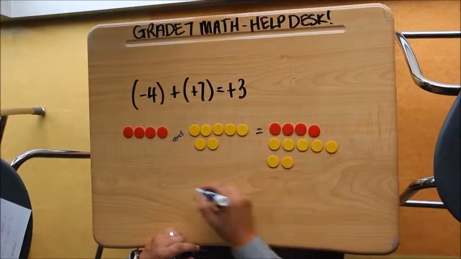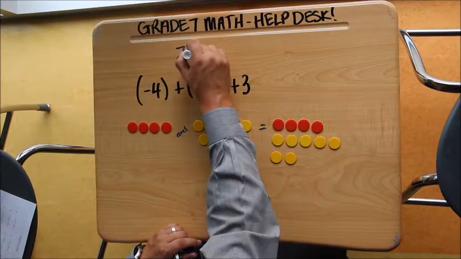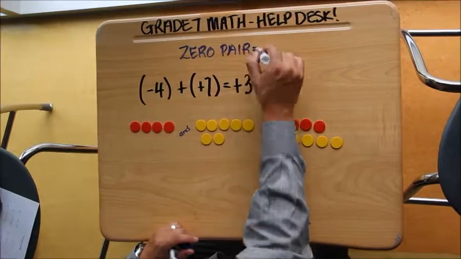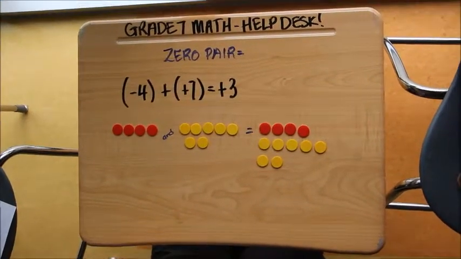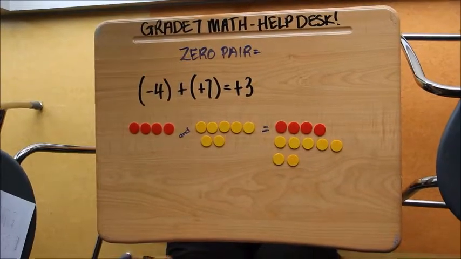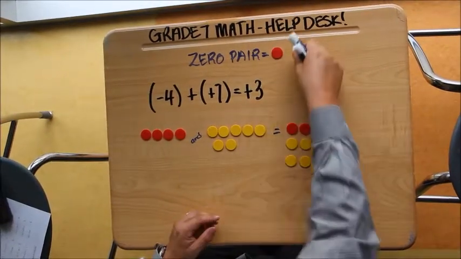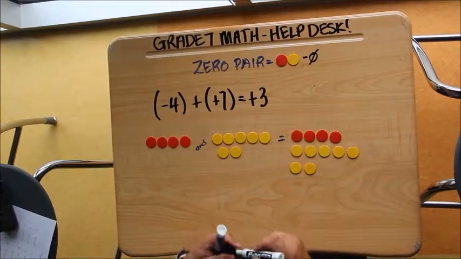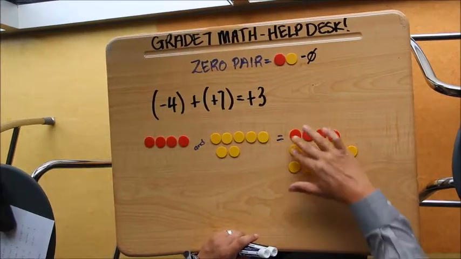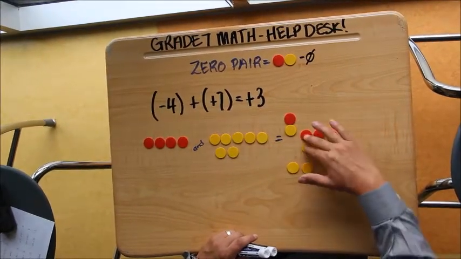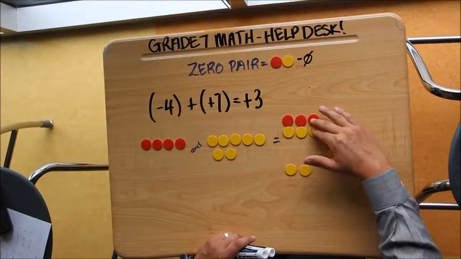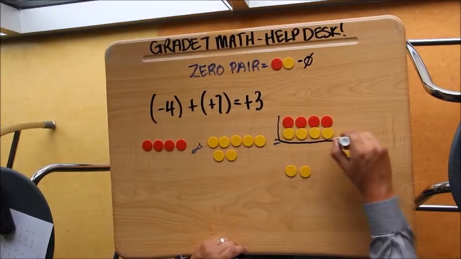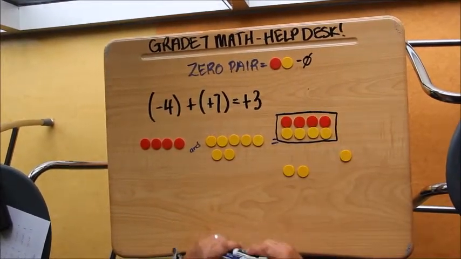So a 0 pair, I'll write that up here. A 0 pair is a positive and a negative. So when you have one red chip and one yellow chip, they actually equal 0. Okay, so when we look down here at our picture, what we have is 1 0 pair, that's a 0. 2 0 pairs, 3 and 4 0 pairs. Okay, so we take these and we kind of count them out of the mix. And what we're left with is our answer.